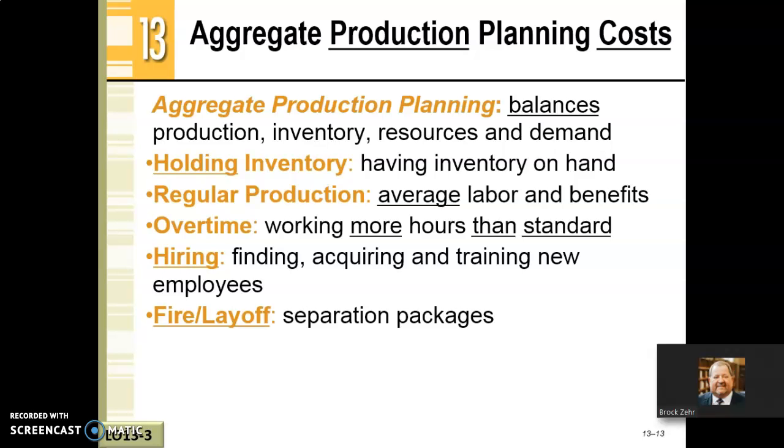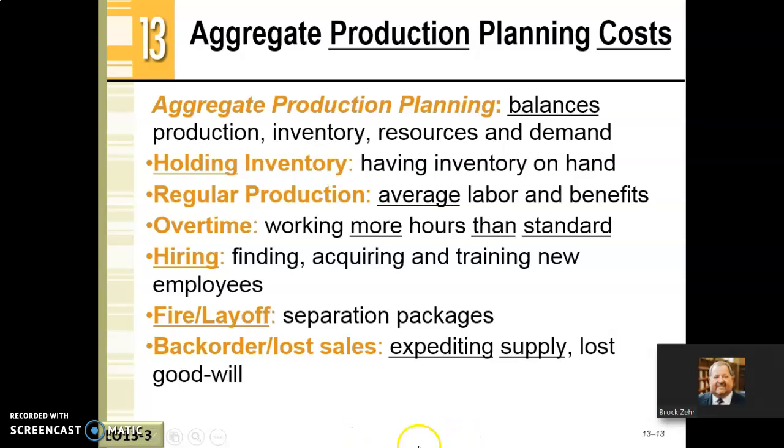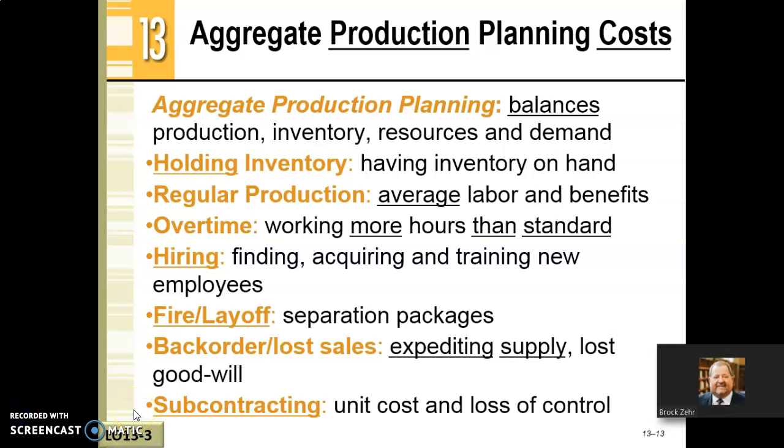Firing and laying off, separation packages, unemployment insurance are additional costs that a company has to bear. And then back order, lost sales, if we have to overnight ship, expedite a shipment or expedite supply to get it in, we could lose an order, we could lose goodwill with our customer. Another cost is subcontracting. If we decide to subcontract some of our work out to another company, not only is that a cost to us, but we lose control of quality control and control of how the processes are completed.